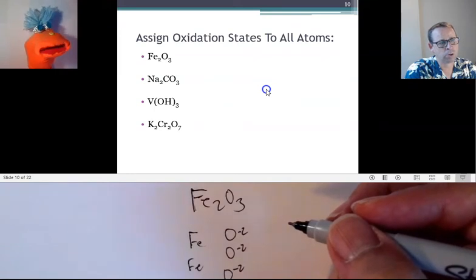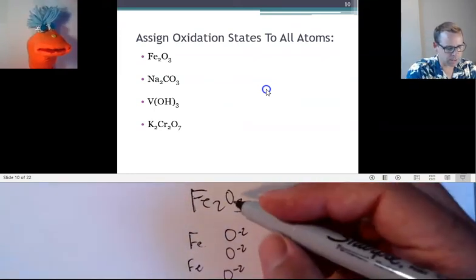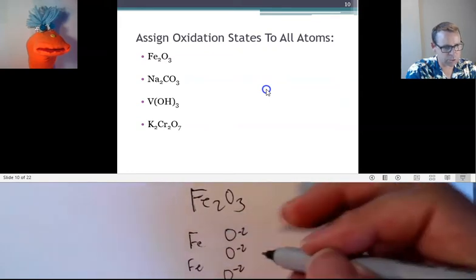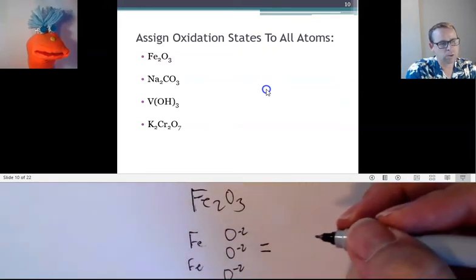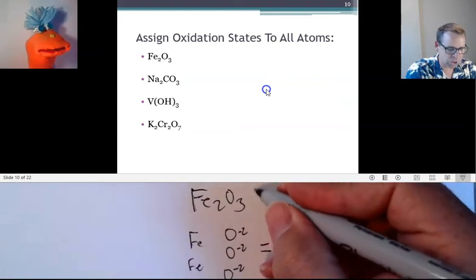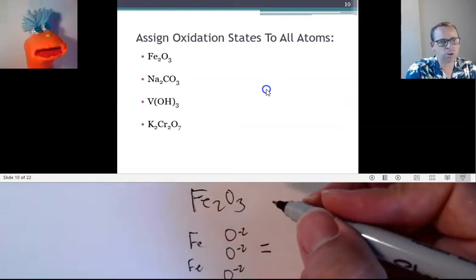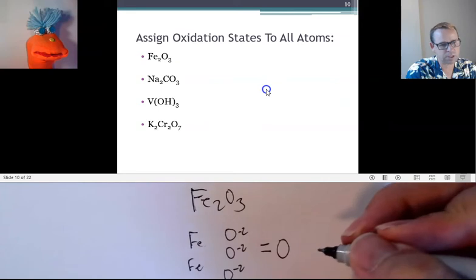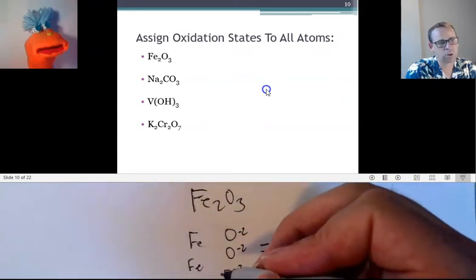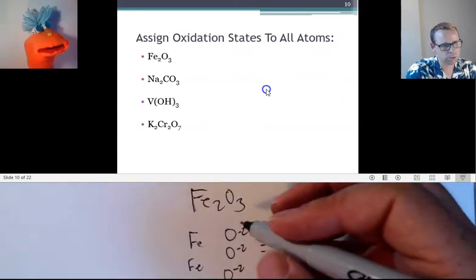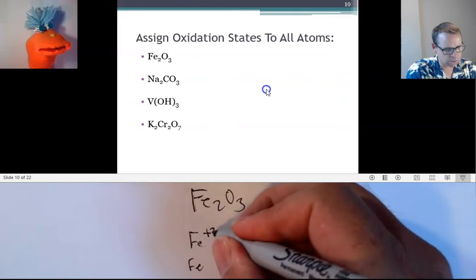Well, I don't know. How do we know? Well, we knew this, that the sum of all of these numbers has to be what? I don't know. It has to be the charge on that species, and there's no charge. Oh, okay, 0. That's right, the sum has to be 0. So what does that mean about the irons? Oh, they have to be +3? That's right, each one has to be +3.